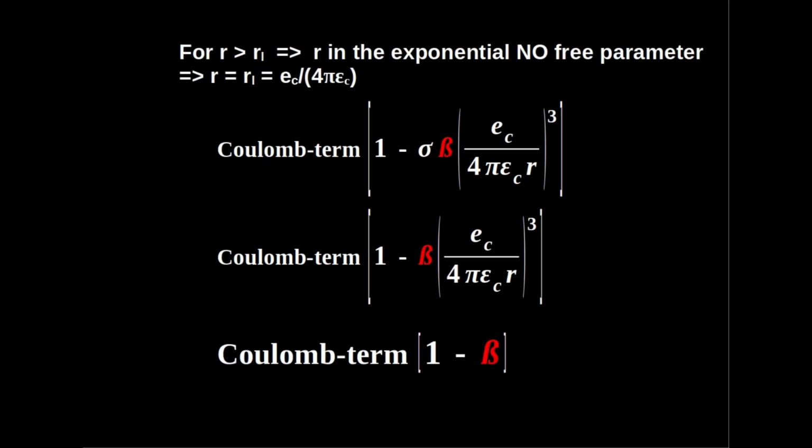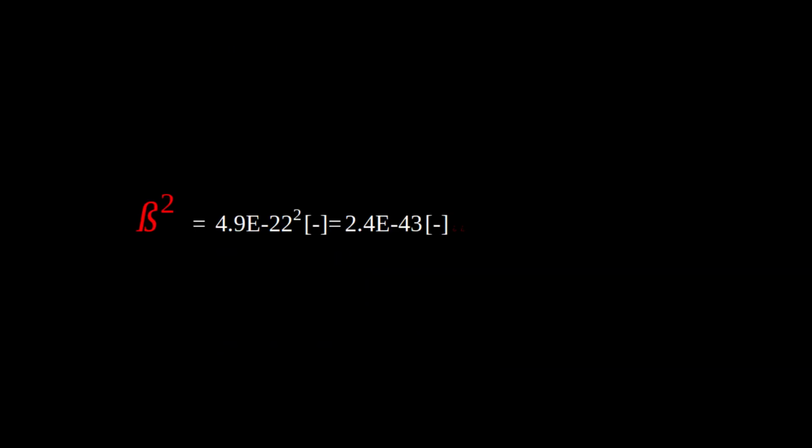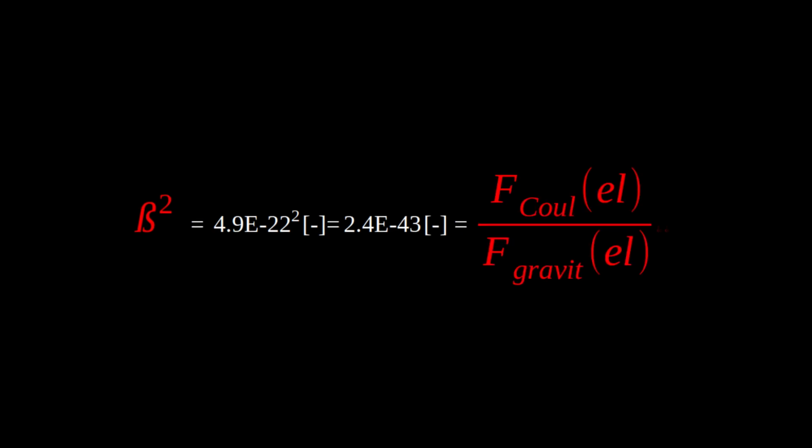That leaves beta as the ratio of second order and Coulomb terms. For the interaction of 2 electrons, you'll need beta squared. That is 2.4 times 10 to the minus 43. You may recognize that number. It is the ratio of electrostatic to gravitational interaction of the electron. The second order term represents gravitation, as expectable.